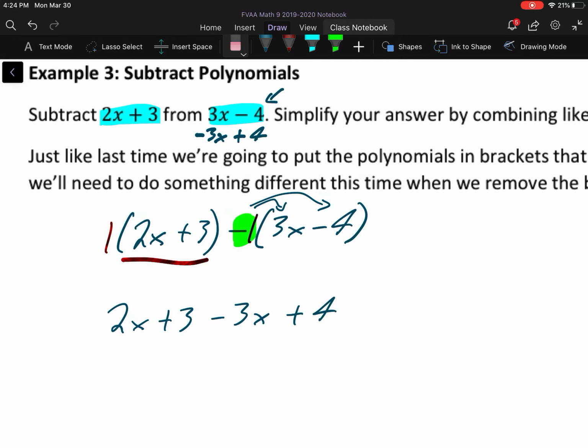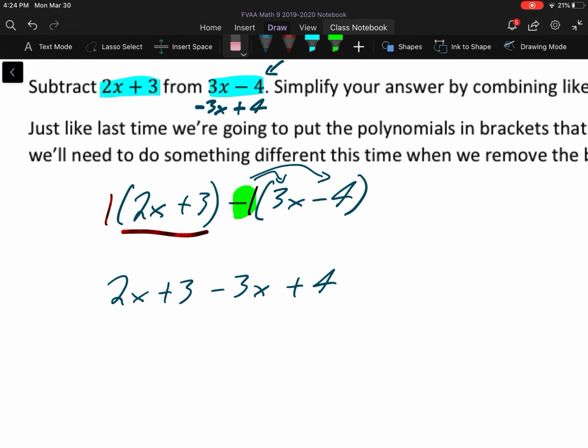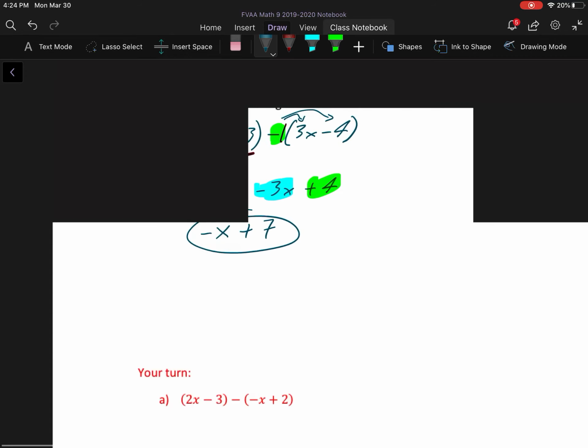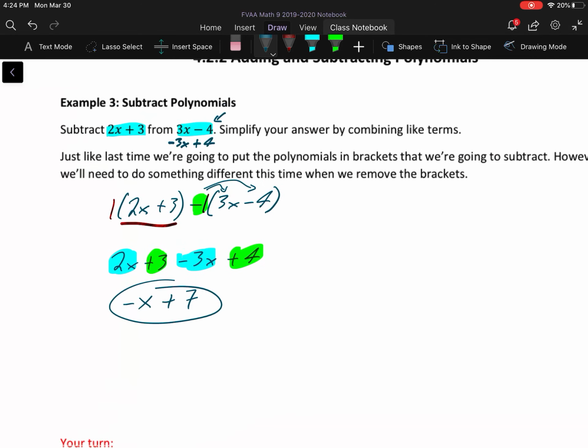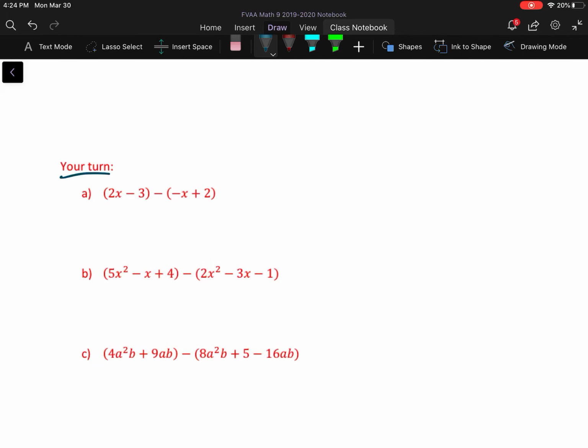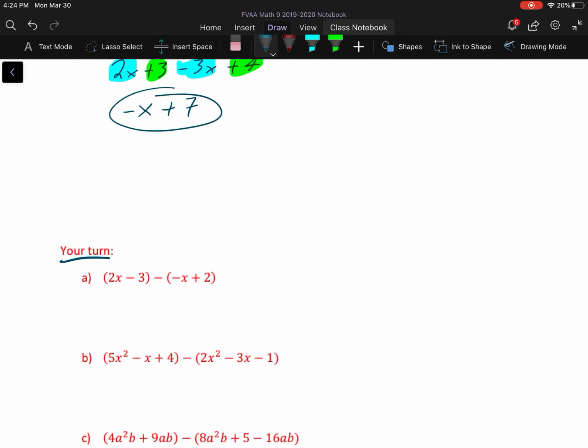Okay, let me just erase the highlighting here. So now I'm at this stage. I don't have any more brackets, which is what I want, because now I can simplify my like terms. And so here I have 2x minus 3x, and I have positive 3 plus 4. And so that gives me negative 1x, or negative x, plus 7 as my final answer. Okay? See if you can make sense of this in the Your Turn section. A, B, and C once again.